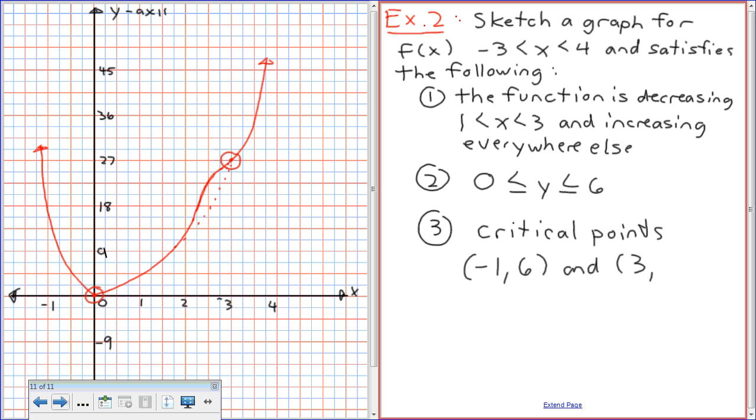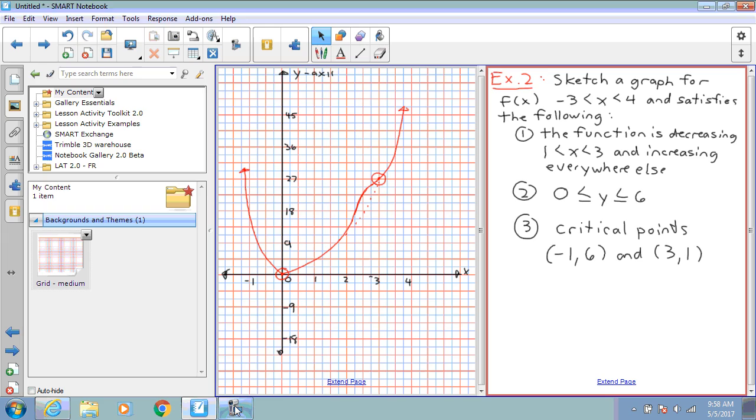Okay, so I'd like you to make a graph for me as best you can, with those 3 conditions. Now this is just the opposite of what we just did. It says the function is decreasing between 1 and 3 on the x values and increasing everywhere else. Number 2, that's your range. We're going from 0 to 6 on my range. And then the critical points are -1, 6 and 3, 1. You can start in whatever order you want to. It might be good to say that my graphs will go from -3 to 4 and 0 to 6. You can make yourself a little box if you need to, and then put your points. Critical points might be helpful to start with, even though I listed them third.